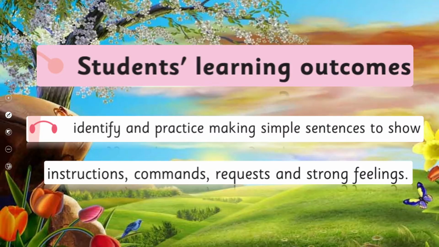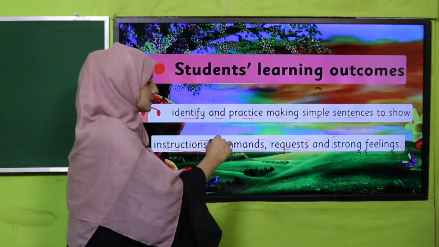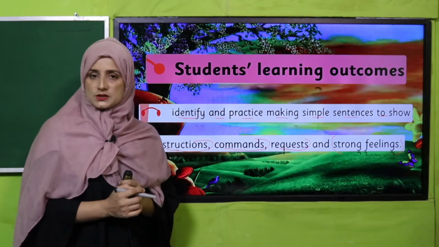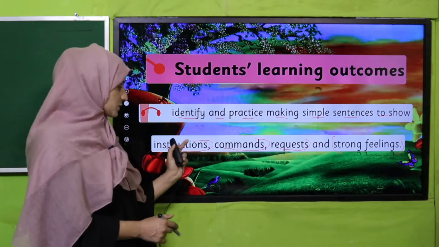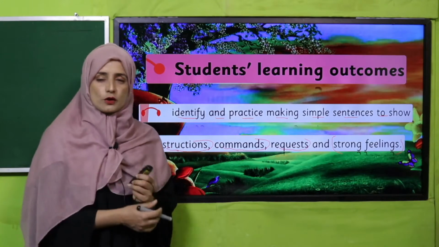So our students' learning outcomes are to identify and practice making simple sentences to show instructions, commands, requests and strong feelings. So my dear students, we are going to learn about such types of sentences, and how these sentences show requests, instructions and strong feelings.